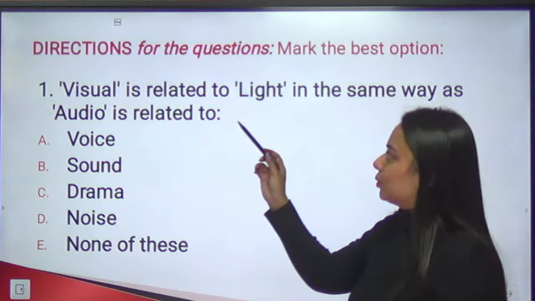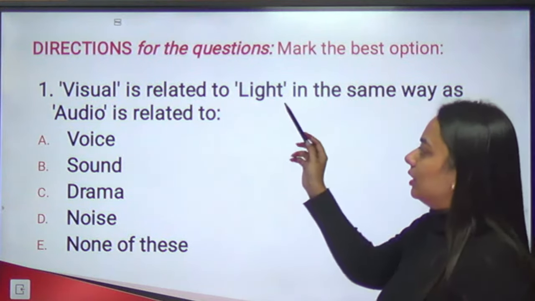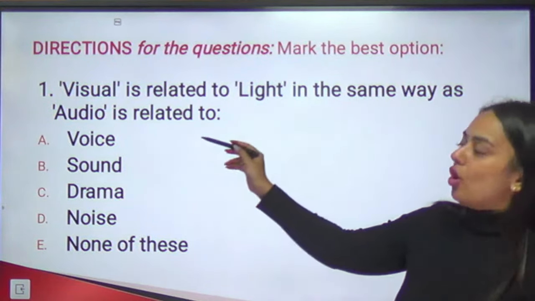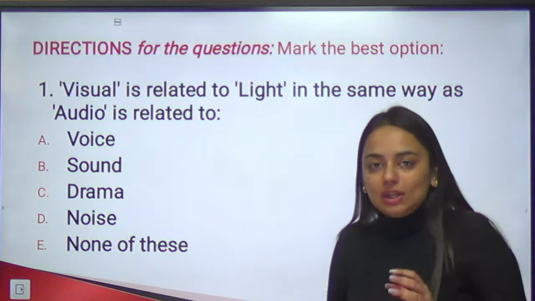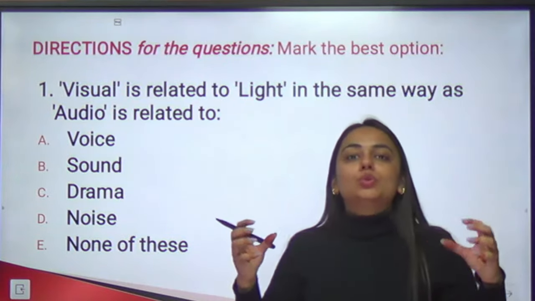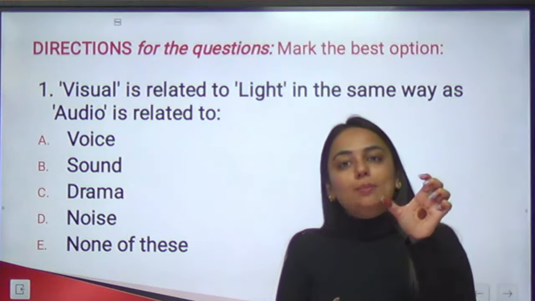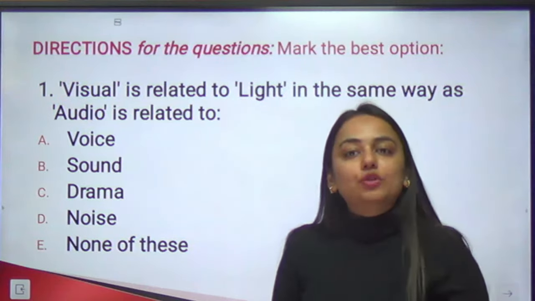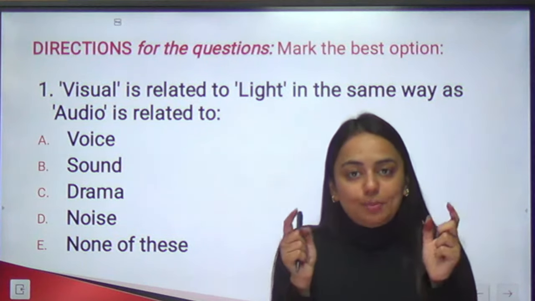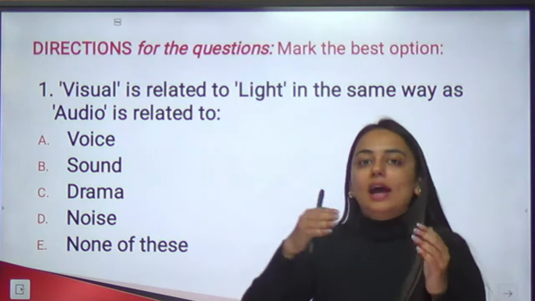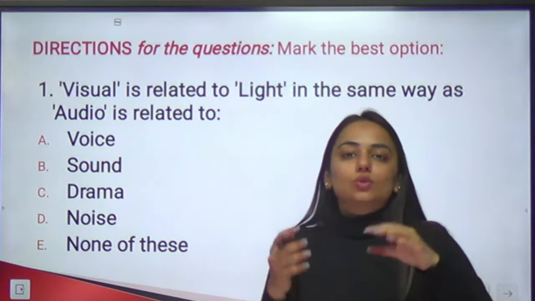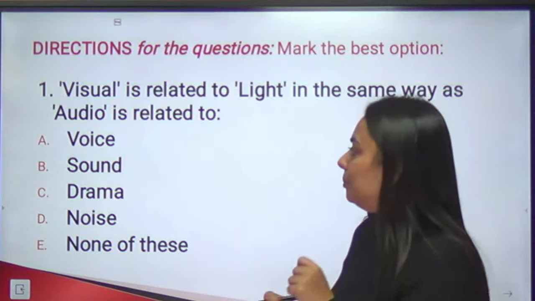So the direction of the first question is mark the best option. The question is: visual is related to light in the same way as audio is related to. So it's a question of analogy. Analogy means drawing similarity or comparison between two things. तो जब हमें कोई एक पेयर दिया है क्वेश्चन में and we have to find out one from the options, तो आपको पहले उसका स्ट्रक्चर डिकोड करना है उस पेयर का जो आपको क्वेश्चन में दिया है, and then you have to tally it and find out one such pair in the options जो as it is उसी स्ट्रक्चर में फिट हो जाए. So for example what is the structure here?